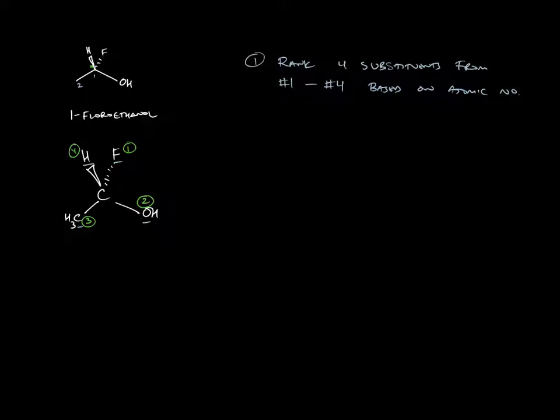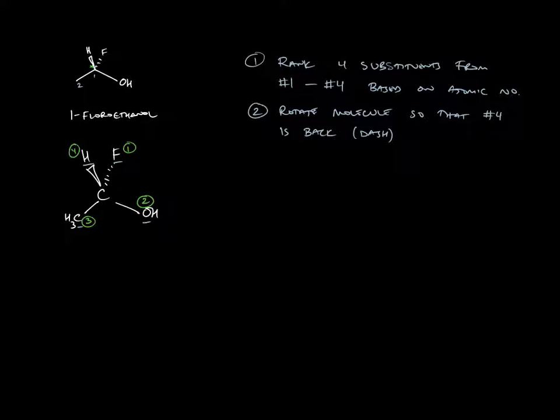All right, the second thing that we do is we rotate the molecule so that whatever your number 4 substituent is going back. That is to say, it is on the dash. So in this case, you'll notice that the number 4 substituent, which is the hydrogen, and often the number 4 substituent is hydrogen because it is the lowest atomic number on the periodic table. We have to rotate that guy and put it in the back.